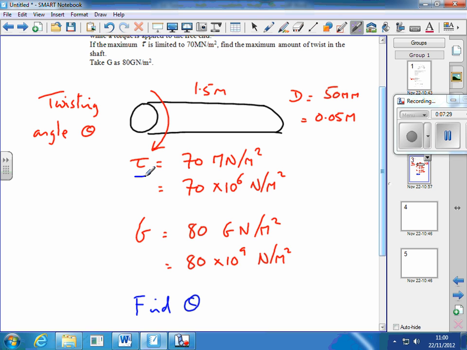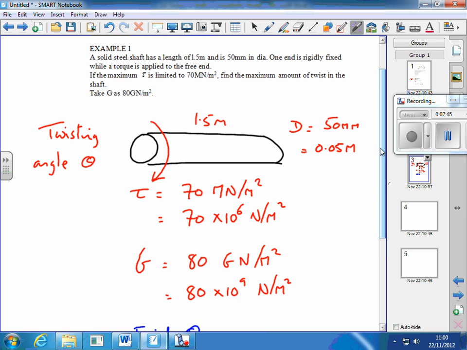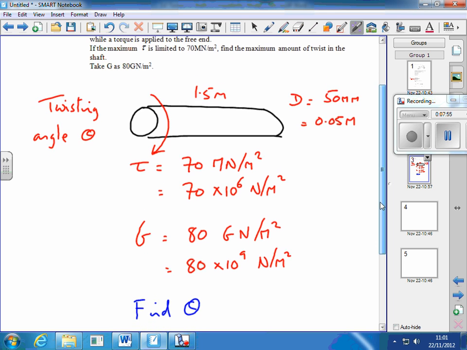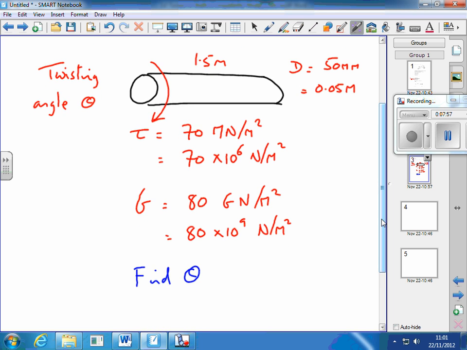I'm given the value for G, this modulus, 80 giganewtons per square meter, so 80 times 10 to the 9. And I've got to find theta because it's twisting. What's the maximum amount of twist in the shaft? We're told that the maximum stress it can take is 70 meganewtons per square meter before we start to deform it. So what's the maximum amount of twist we can get in this thing? Find theta.